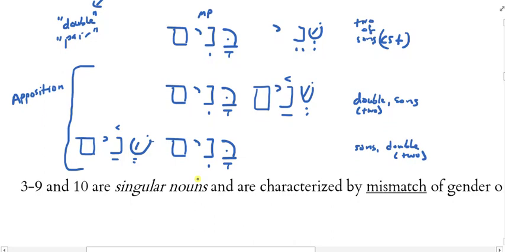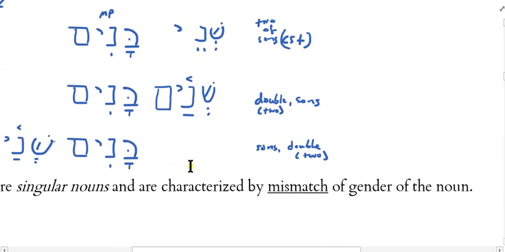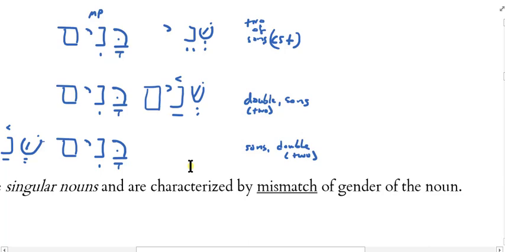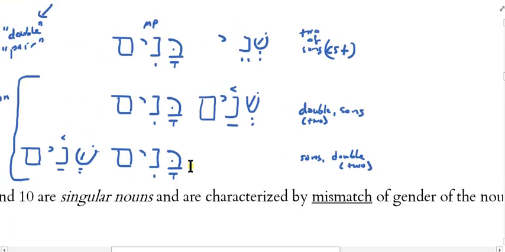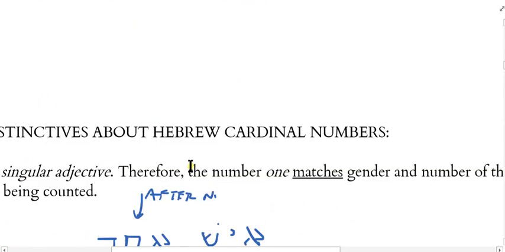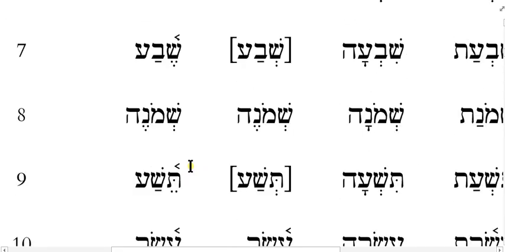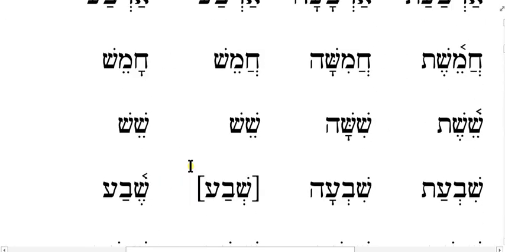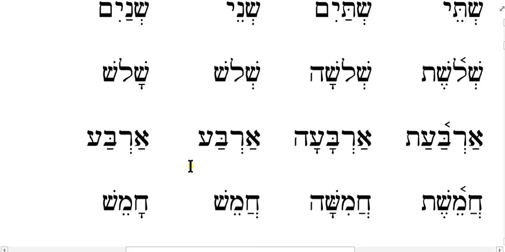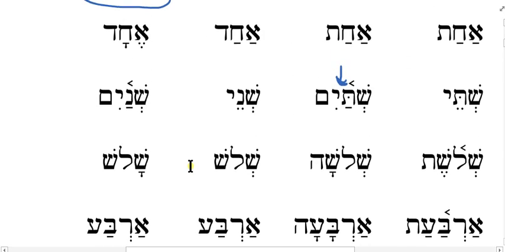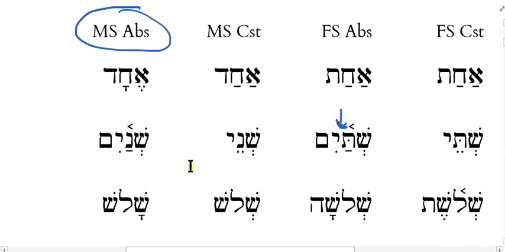Now, the numbers 3 through 9 are singular nouns. They're not plural. They are singular, even though what they're numbering could be plural. And the one thing that is unusual about them is that they are characterized by a mismatch of gender with the noun that's being numbered. This is the thing that maddens my students. I think the whole world is mad about this, but I only know my students, so I can tell you that they're not a little bit discombobulated by it. Let's take a look here at our forms real quickly.